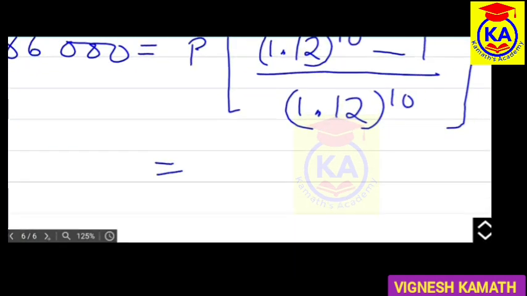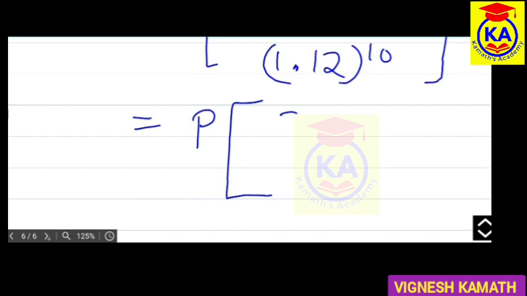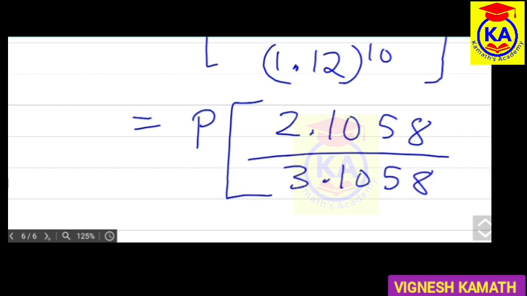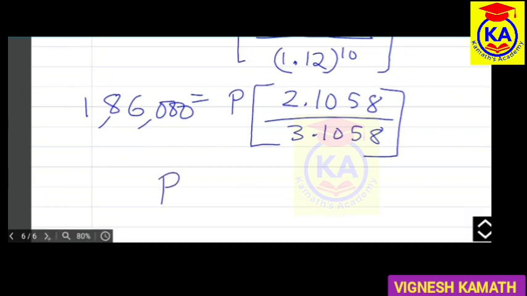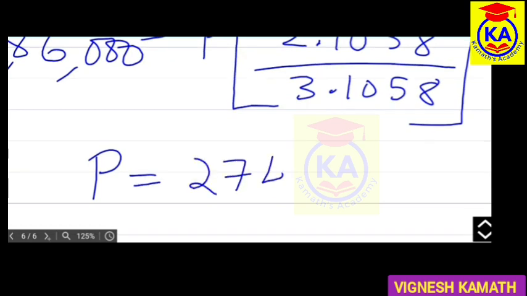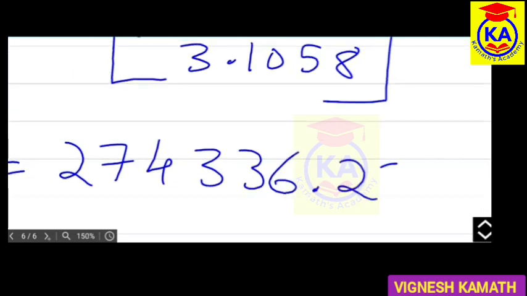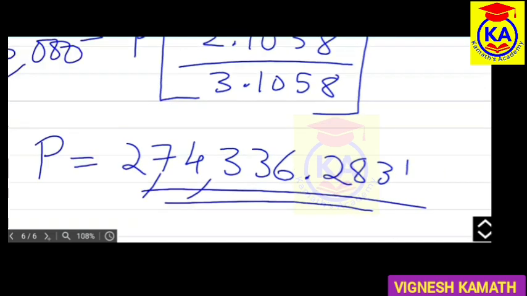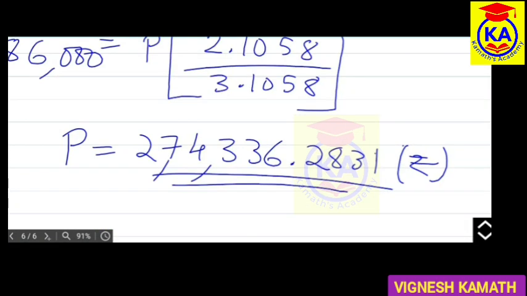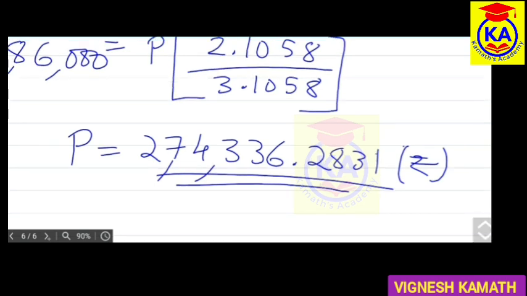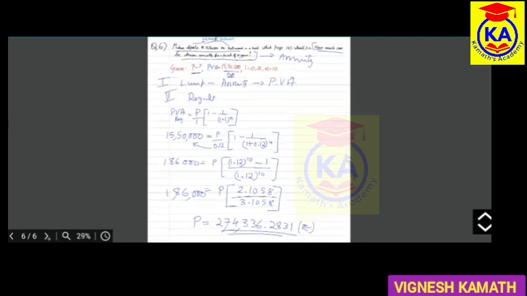So this value is P into 2.1058 divided by 3.1058, which is equal to 1,86,000. Further, if you simplify, you'll get the answer as 2,74,336.2831 rupees. Don't forget to put the rupee symbol. The answer is 2,74,336.2831. Please note the answer.